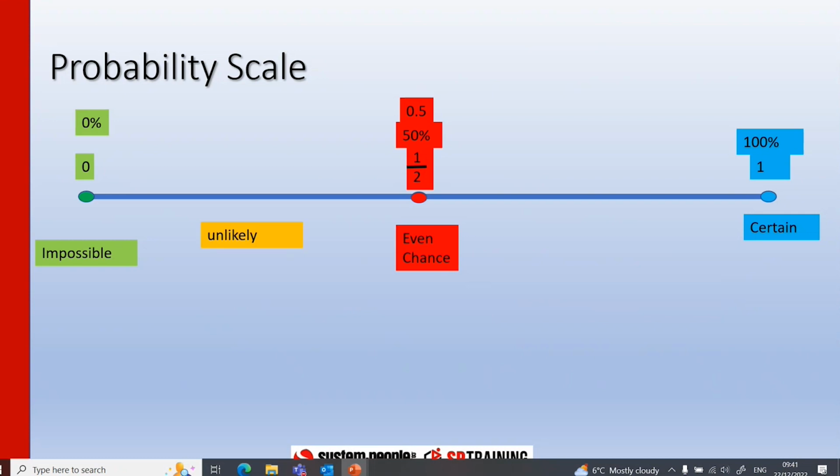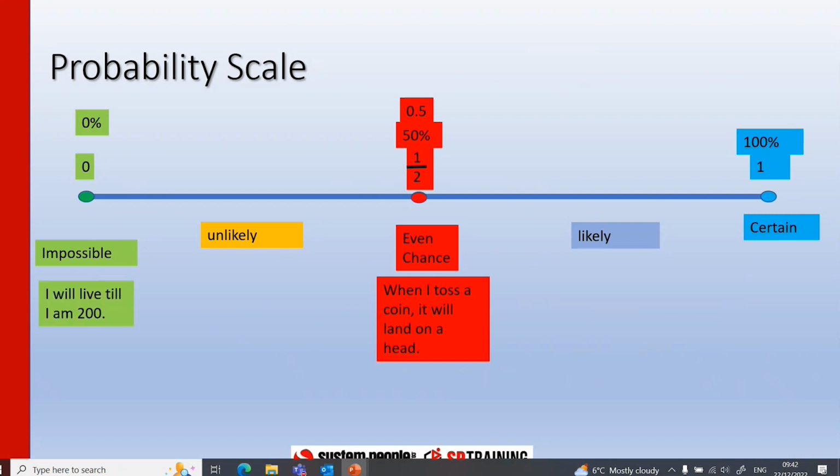And also on the scale we have unlikely things, so things that are not likely to happen but they're not impossible. We can also have likely events at the other end of the scale. So an even chance would be something like when I toss a coin, it will land on a head. I've got a 1 in 2 chance of it landing on a head.